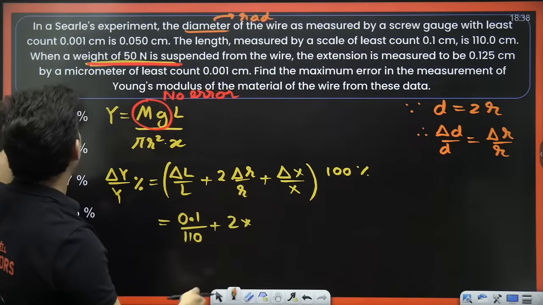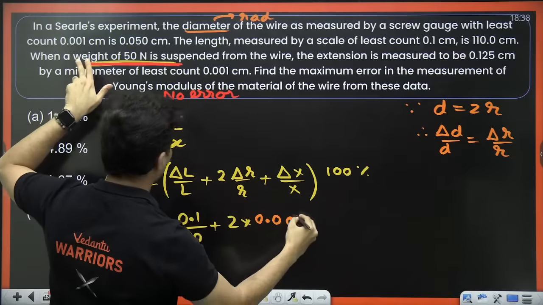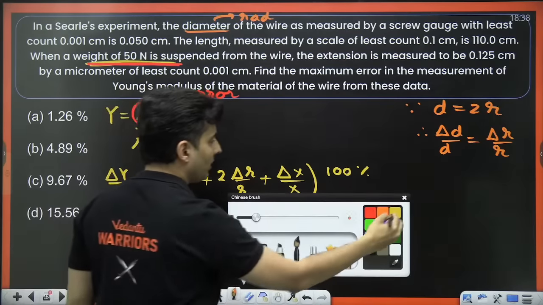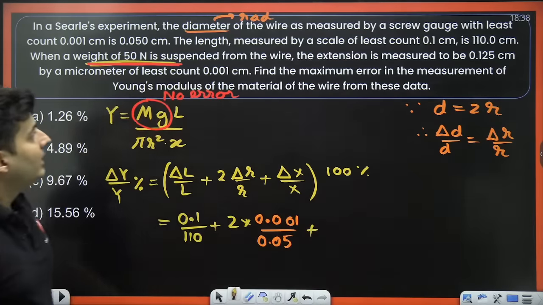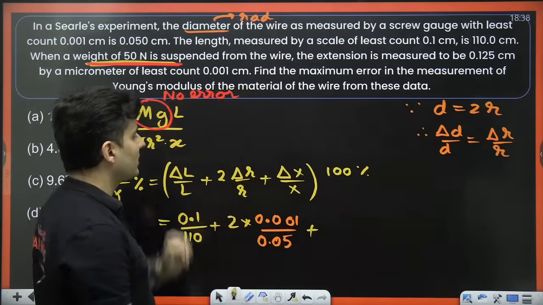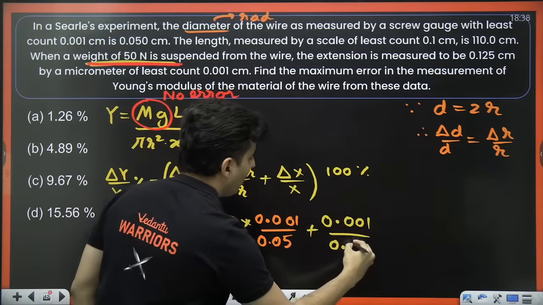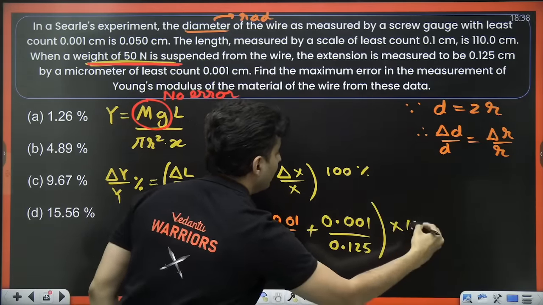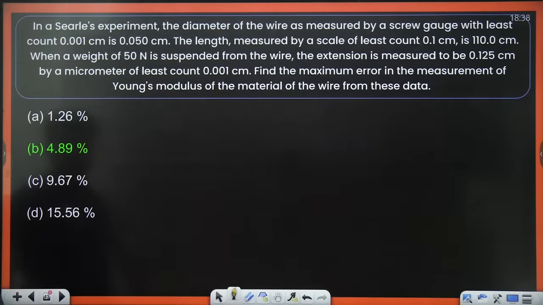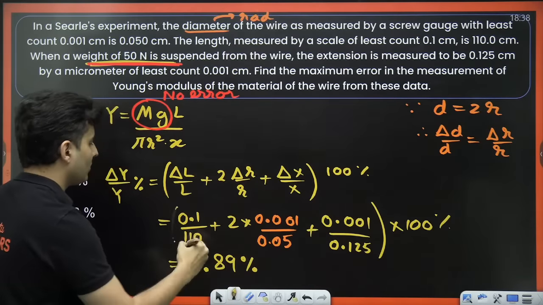So what is that delta R by R? Least count is 0.001, whole thing divided by 0.05. That's what it is. Plus the extension is measured to be this much, least count is this much. So what is the least count? 0.001, and extension is 0.125, the whole thing into 100, that will be in percentage. You solve this, you must get it as 4.89%. That's what it is.